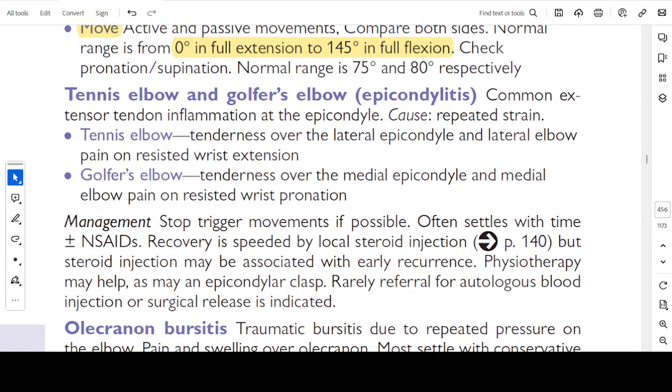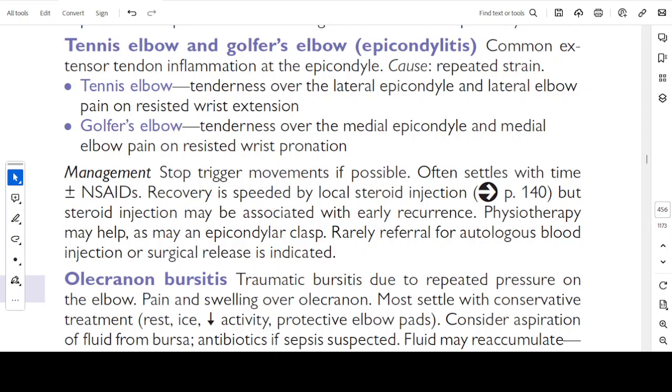Tennis elbow and golfer's elbow. Epicondylitis. Common extensor tendon inflammation at the epicondyle causes repeated strain. Tennis elbow. Tenderness over the lateral epicondyle and lateral elbow pain on restricted wrist extension. Golfer's elbow. Tenderness over the medial epicondyle and medial elbow pain on restricted wrist pronation.